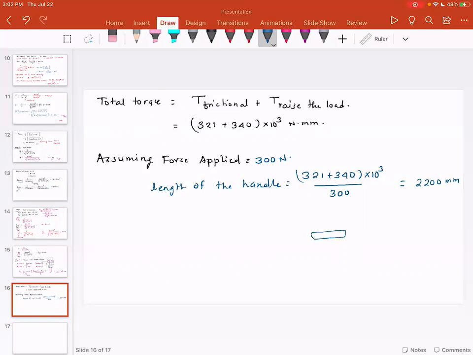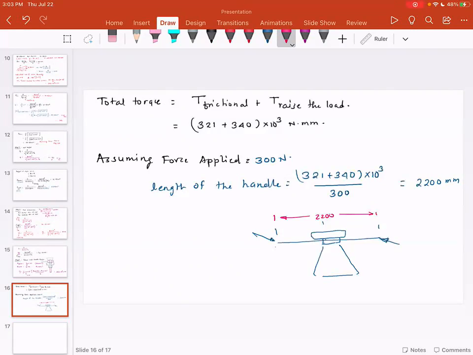The reason for that is the screw jack could have a handle which extends on both sides. So the overall handle is not only on one side, but this overall length could be 2200. And this is a manually operated screw jack. You can certainly add some sort of motor or gear assembly and automate this raising and lowering of the screw jack.